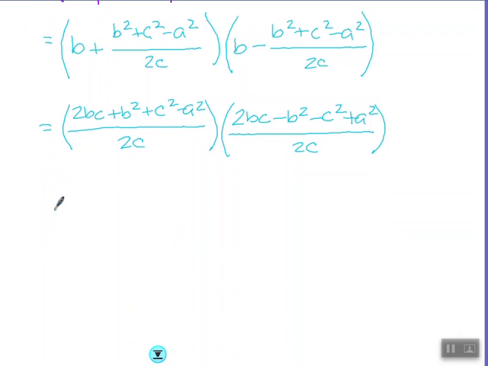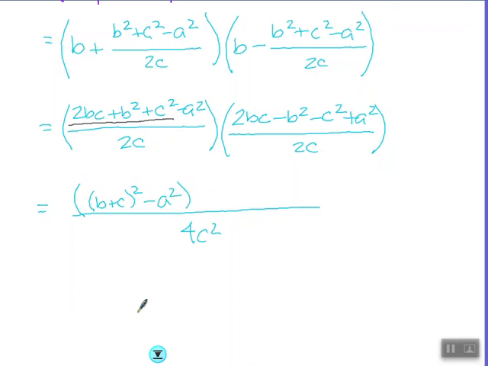Now I need to multiply these fractions together. So when I multiply the denominators, I'm going to end up with 4c squared. And I'm going to do a little bit of simplifying in the numerator. If you look carefully, this is a trinomial that can be factored. And when you factor that, you get b plus c squared minus a squared. Over here, this is also a trinomial that can be factored.